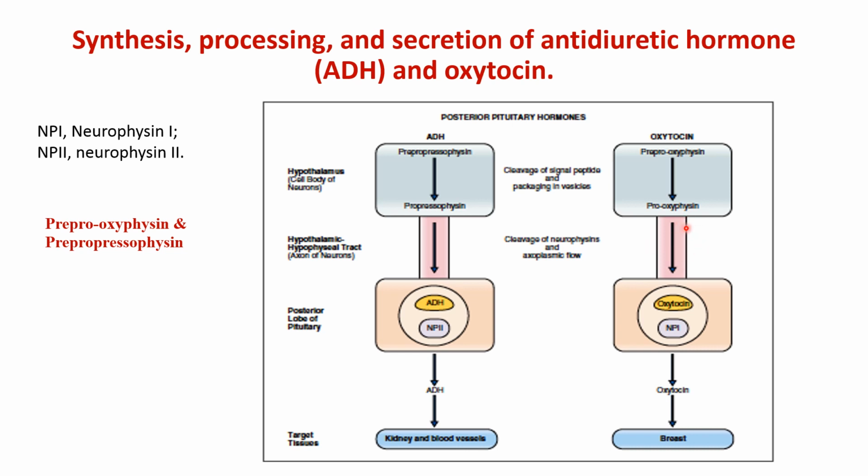They travel along the axons by axonal transport, and they remain in the vesicles in the form of oxytocin with neurophysin 1 and ADH with neurophysin 2. And when we have an appropriate signal to the hypothalamic neurons, the pituitary gland will release these hormones into the blood, namely ADH and oxytocin. Oxytocin's main targets, as I said, are the breast during lactation and the uterus during labor. The ADH targets are the blood vessels and the kidney tubules.